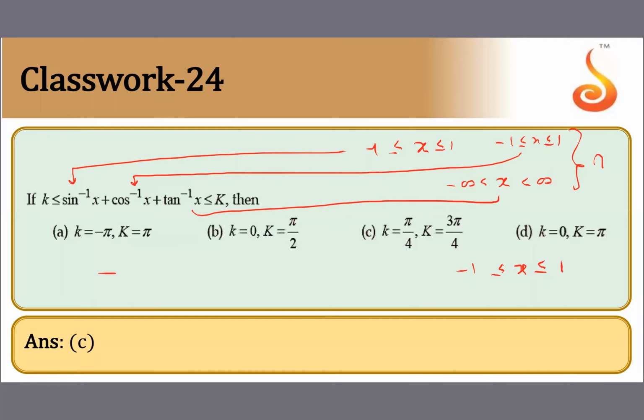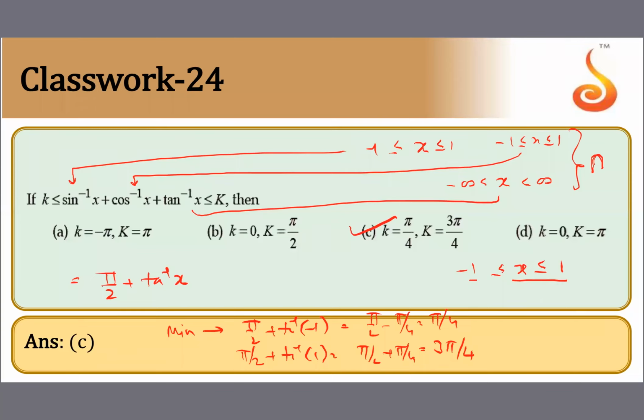So what we do: pi by 2 plus tan inverse x. The minimum value, pi by 2 minus pi by 4, will give you pi by 4. Pi by 2 plus pi by 4 gives 3 pi by 4. So we get k equal to pi by 4 and 3 pi by 4. Okay, so the common domain is the concept. x lies between minus 1 to plus 1. So pi by 2 plus tan inverse of minus 1, the lowest value, will give you pi by 4. Pi by 2 plus tan inverse 1 will give the highest value, 3 pi by 4.